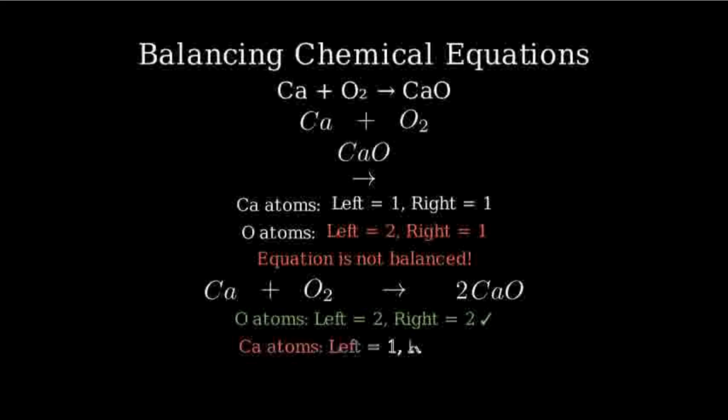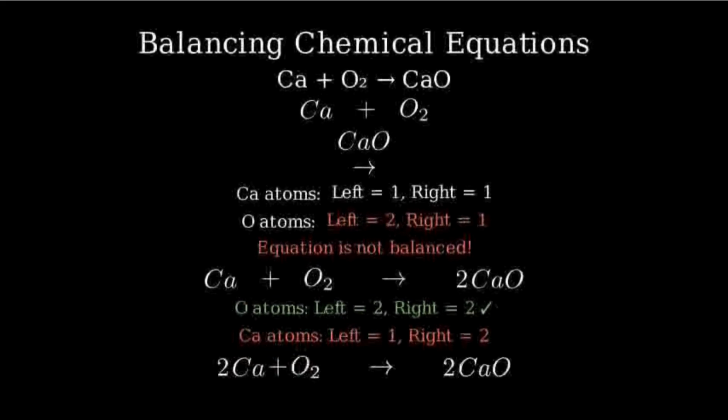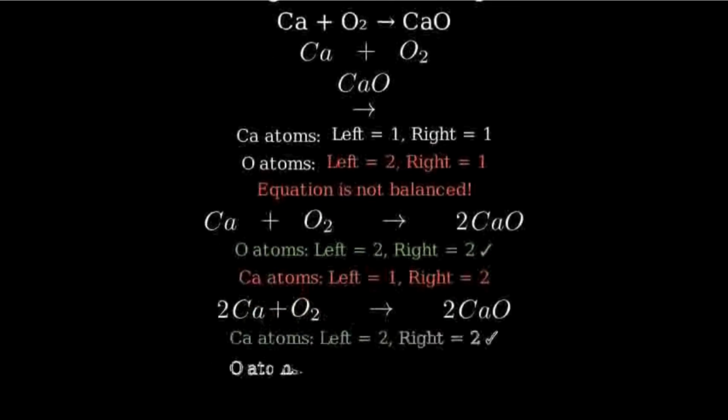We have one calcium atom on the left, but two calcium atoms on the right. To fix this, we'll add a coefficient of 2 in front of Ca. Now our equation is fully balanced with two calcium atoms and two oxygen atoms on each side.